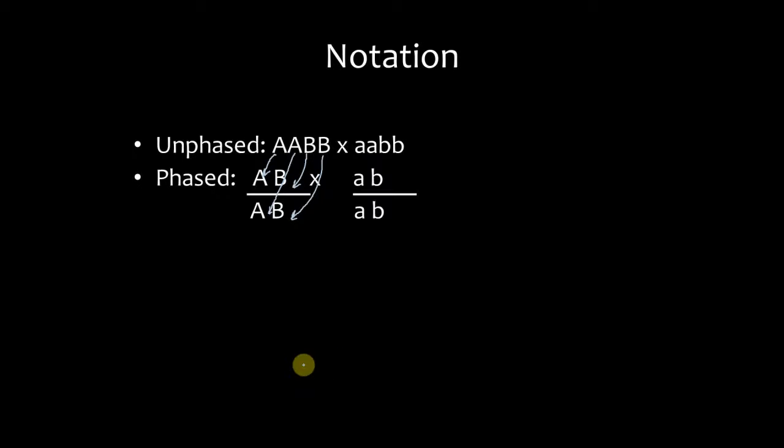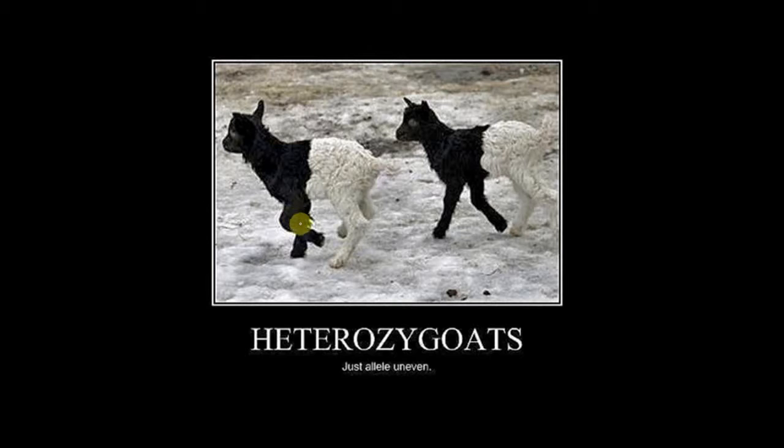All right, the last thing we should know is phased versus unphased. Unphased is where it's just not written with this little line. Phased is where it is written with this line, and you just need to know what this means. So if I wrote this, then that is the same thing as this. This A goes with this A, this A goes with that A, this B goes with this B, that B goes with that B. All right.